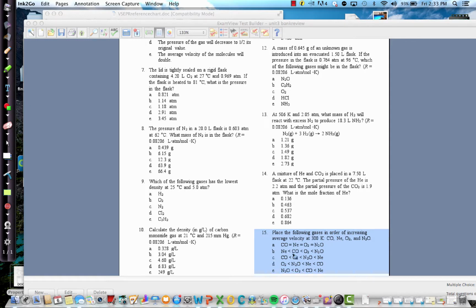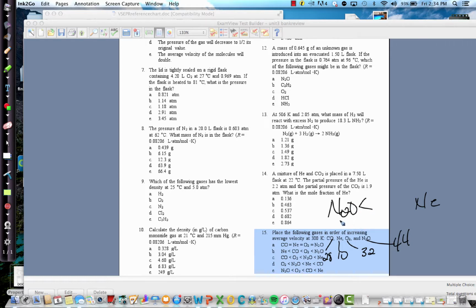Remember, these signs mean less than. So the slowest gas will be first, and then the fastest gas will be last. So when I look at this, neon has a mass of 20, O2 is 32, N2O would be 28 plus 16, you have a mass of 44 here, and then for carbon monoxide, that's going to be 12 plus 16, so 28. All right, so the lightest gas will be the fastest, so neon will be the fastest gas, and then N2O is the heaviest gas, so it's the slowest gas.